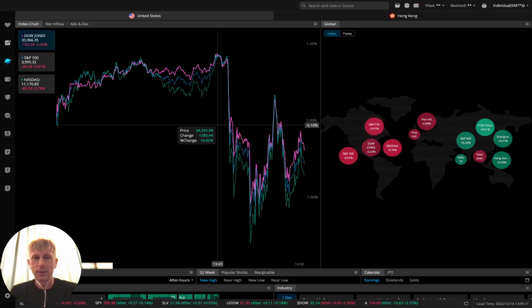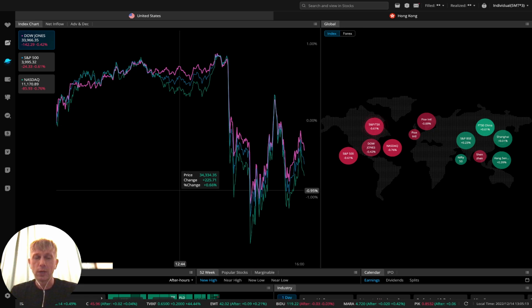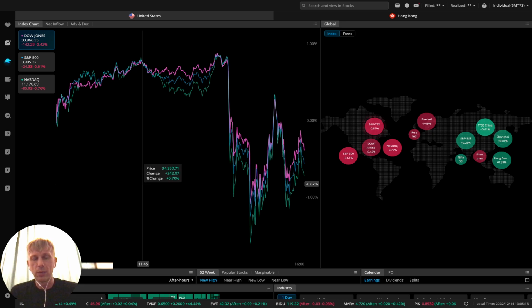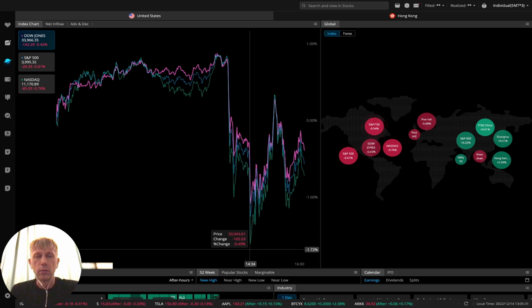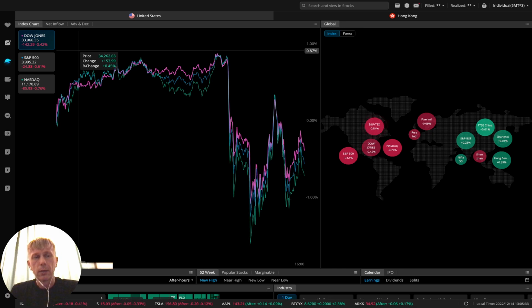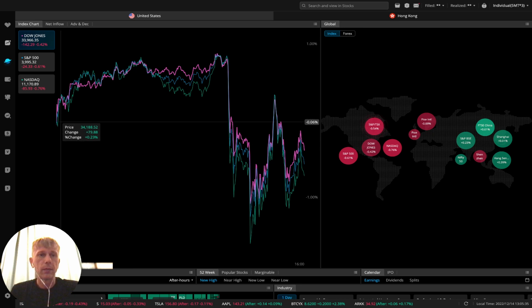And remember, it's option expiration, huge option expiration. 3.7 trillion with T, not billion, trillion by end of this Friday. That's why it's a lot of expiration, it's a lot of shorts covering, it's a lot of bull traps, it's a huge volatility.